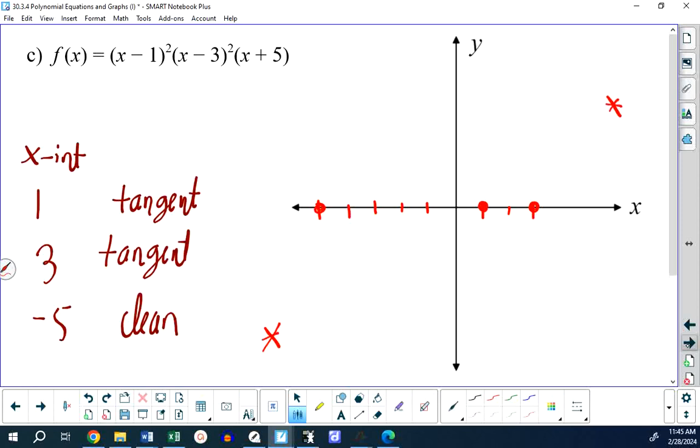Putting everything together, this is clean, this is a tangent, this is a tangent. It has to start down here in quadrant 3 and end in quadrant 1 because when we expand this, we're going to get positive x to the 5. Or the sum of the multiplicities is 5 and the leading coefficient will be positive.